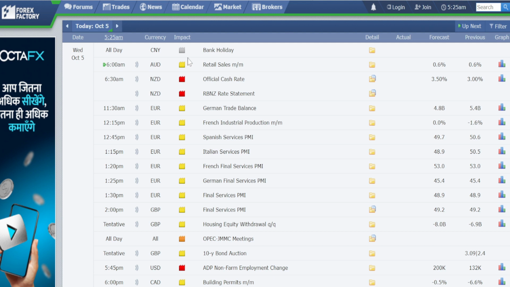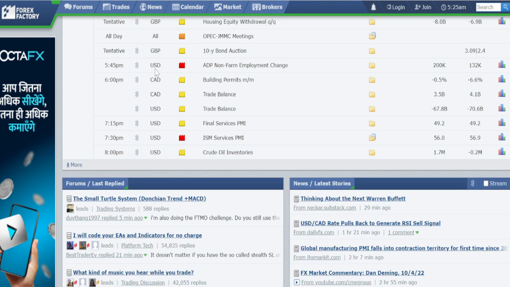We have Chinese bank holiday. At 6:30 am we have high impact news planned for New Zealand dollar, and at 5:45 pm we have high impact news planned for US dollar related currency pairs. Again at 7:35 pm we have high impact news planned for US dollar related currency pairs.